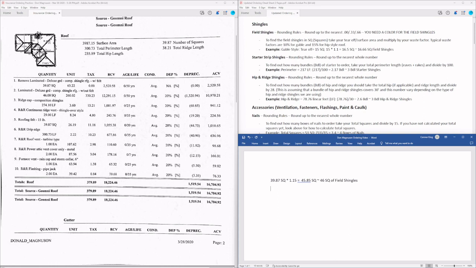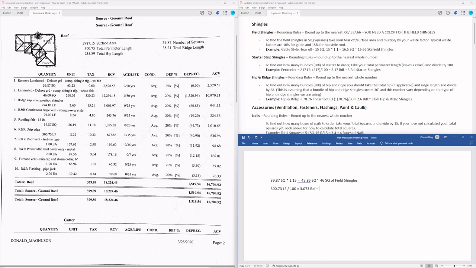Next, we are going to do the starter strip shingles. To find how many bundles of starter strip to order, take your perimeter length and divide by 100. So we have a perimeter length on this house of 300.73 linear feet, and we're just going to divide that by 100 to get 3.073 bundles.